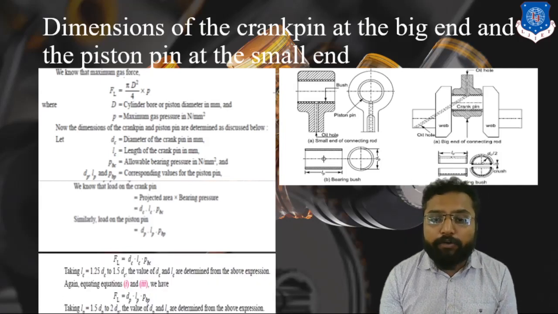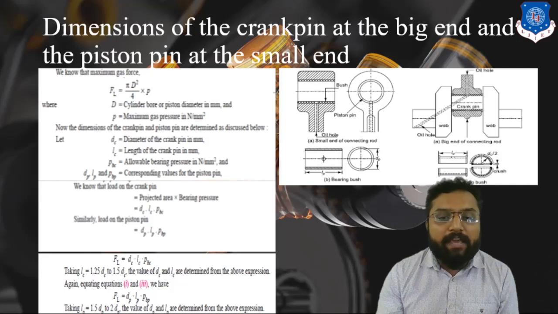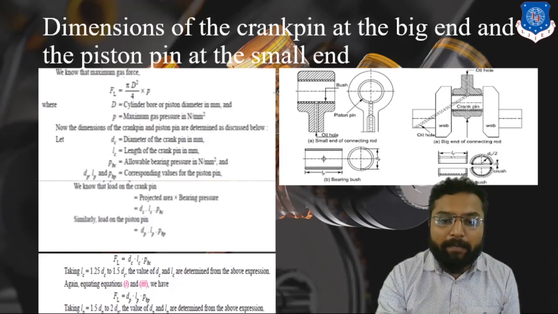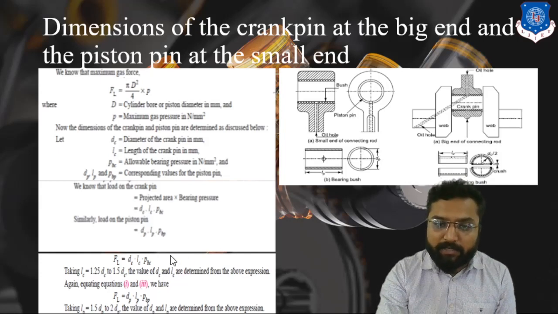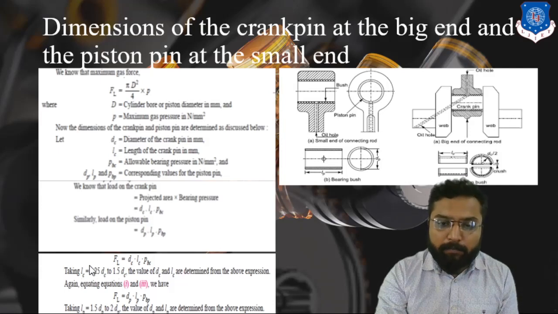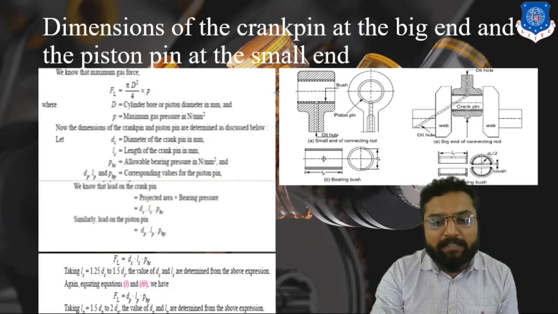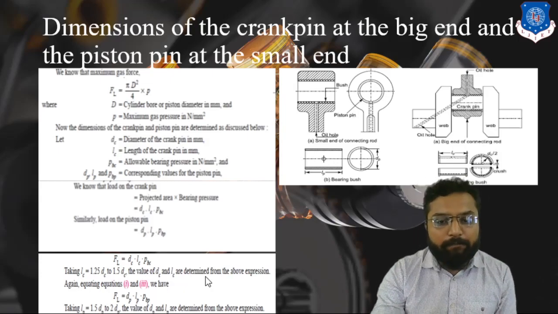After that, we are going to determine the force which is acting on our piston pin and crank pin. So this is the force at the piston pin and the force at the crank pin. Here we are also talking about the relationship between the dimensions of the pins. You can see that the length of the crank pin is 1.25 times the diameter of the crank pin. At the same time, in the case of the piston pin, it is 1.5 times the diameter of our crank pin. Clear? Okay.